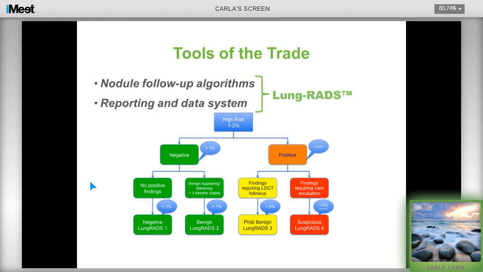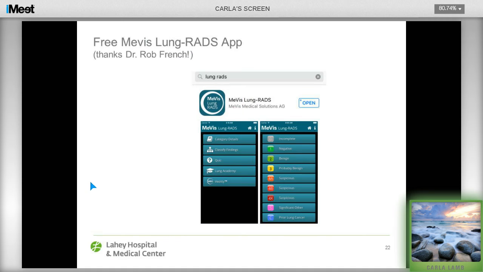Here is just a quick algorithm about nodule follow-up, again, taking the high-risk patient. Of all the patients who qualify for lung screening, only approximately 1 to 2% of patients actually have a significant finding, i.e., that of lung cancer.